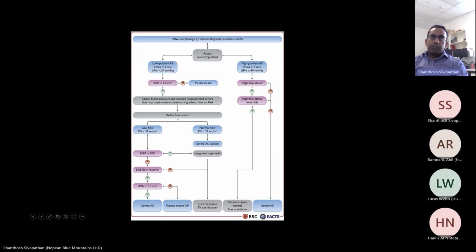If they've got a low gradient aortic stenosis and you're not hitting those benchmarks of severe aortic stenosis, in other words your Vmax and your mean gradient are reduced, look at your aortic valve area. In this case it was less than 1, it was 0.6. Then make sure you've not incorrectly measured it. Remember, there were all these other variables in the way you could measure it. If you're happy with the measurements, you look at the flow state. In this case the flow state was reduced, less than 35 mL per meter squared.